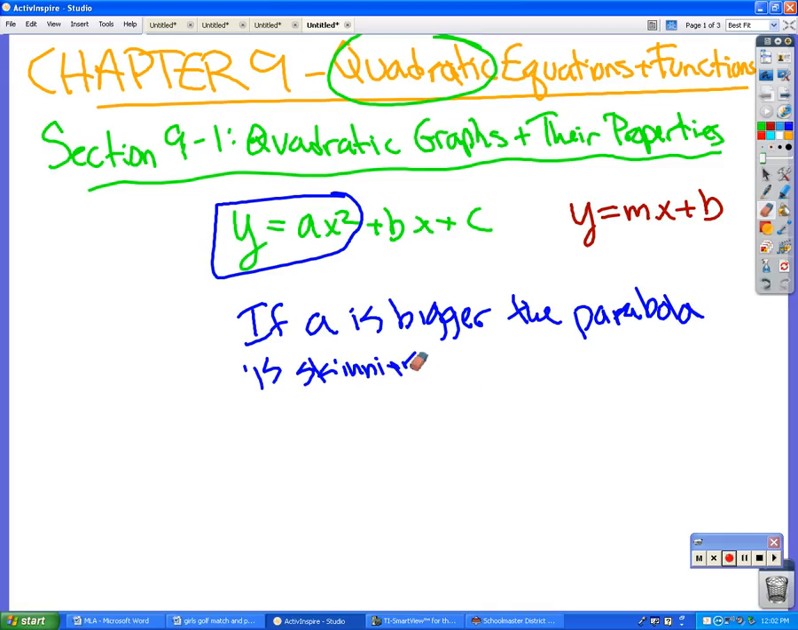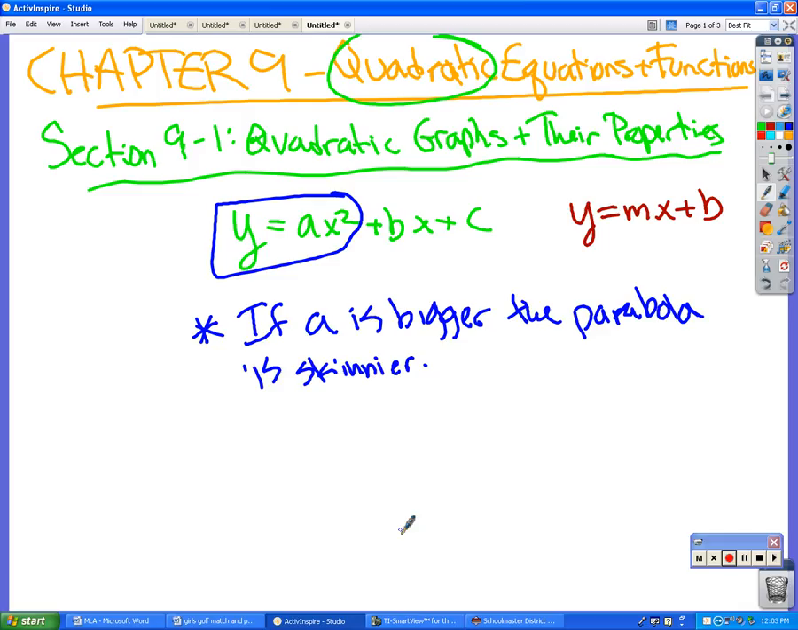Okay, so there's the first thing that we learned that you should write down. If A is bigger, then the parabola is skinnier. Okay? And the opposite would also be true. If A is smaller, then the parabola is going to be fatter or wider, right?